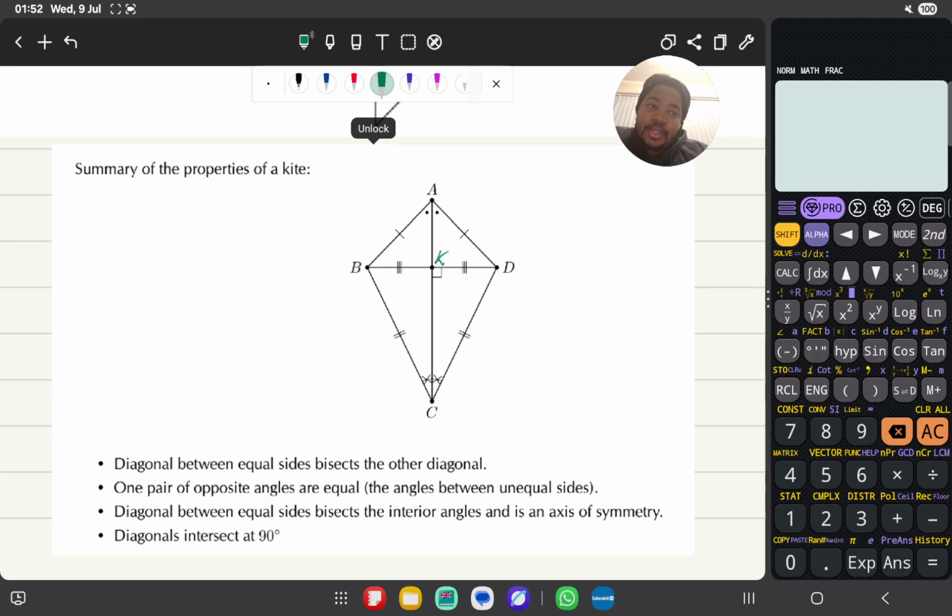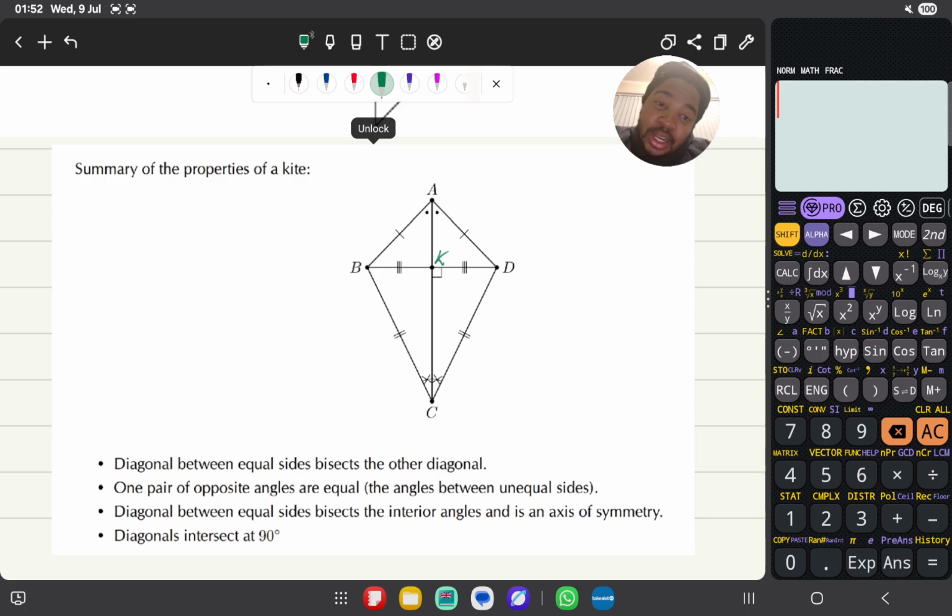I am done going through the quadrilaterals that you should know for grade 10. There is one thing I will say: pause the video, write these properties down, memorize them, know them by heart. Once you know them by heart, I'm telling you, Euclidean geometry is going to be one of the easiest topics.